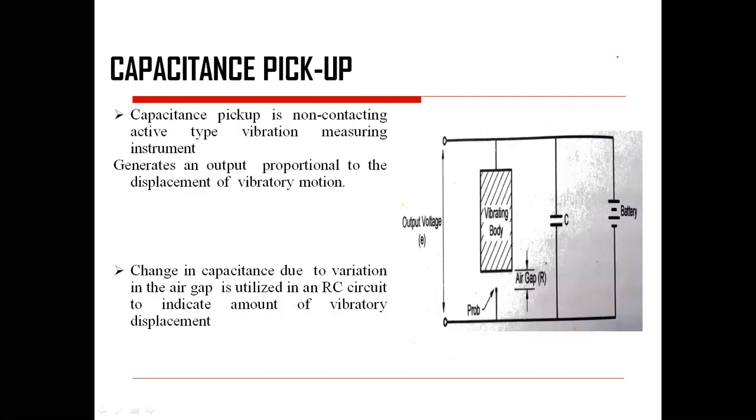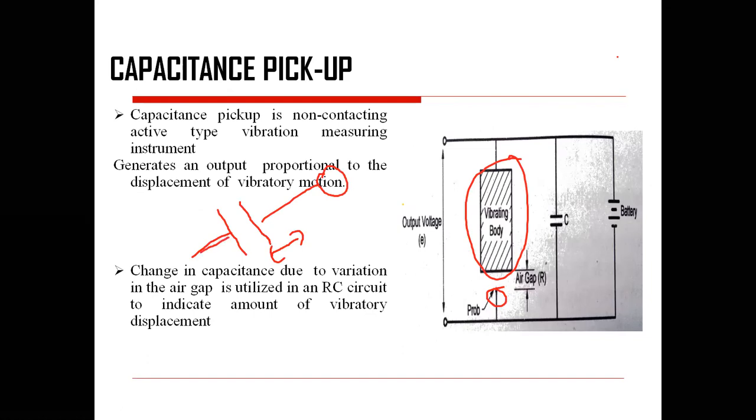Then the capacitive type. The capacitive type is also a simple one. This particular one is the vibrating body, and here is the probe. And as per our definition, this one is fixed, and only this plate is vibrating, and this is connected to the vibrating body. Capacitance is a function of d, that is distance, epsilon is permittivity, and area. Though it is not changing the area, it is changing the distance.